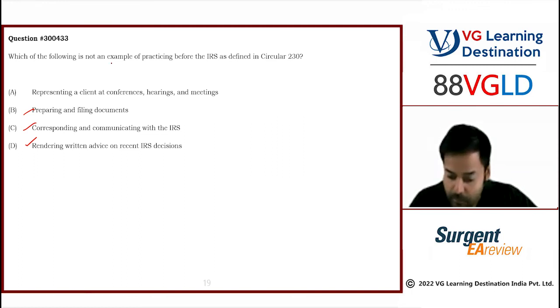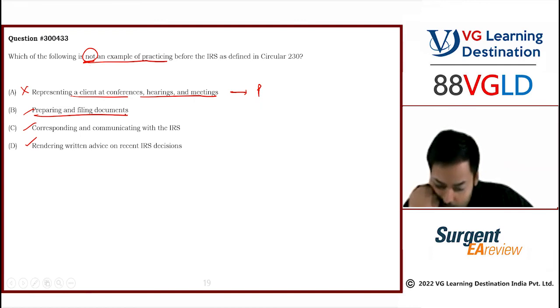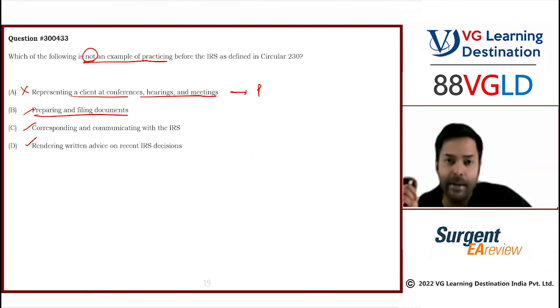Which of the following is not an example of practicing? Representing a client at a conference and hearing is practice, so not the answer. We're looking for not practicing in this case. Preparing and filing documents. Again, this is slightly confusing, but I think we have to pick something which is out of the rest.